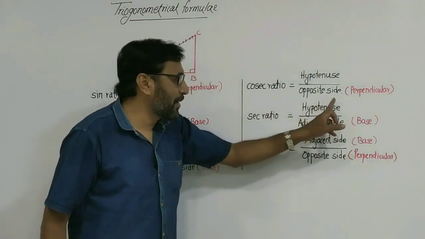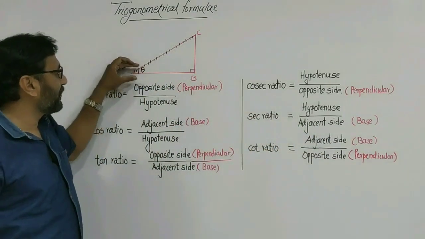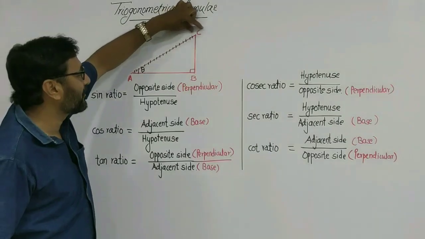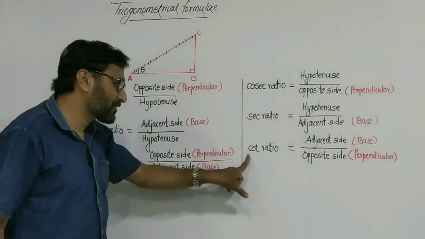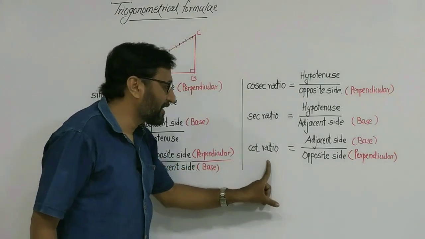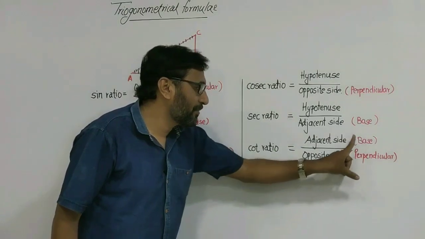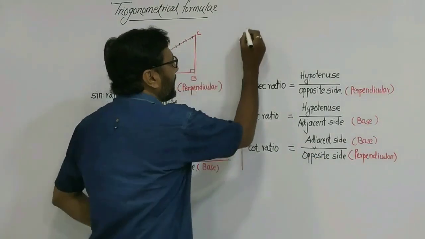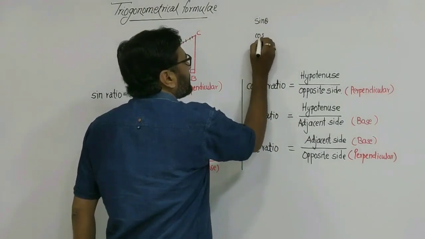Next ratio, sec ratio. Sec ratio is hypotenuse upon adjacent side. Sec of A is equal to AC upon AB, or sec of angle C is equal to AC upon BC. Next ratio, cot ratio. Cot ratio is equal to adjacent side upon opposite, or you can take base upon perpendicular side.